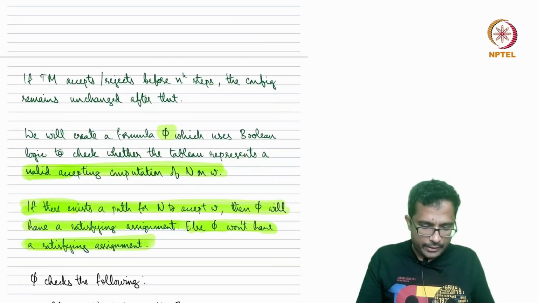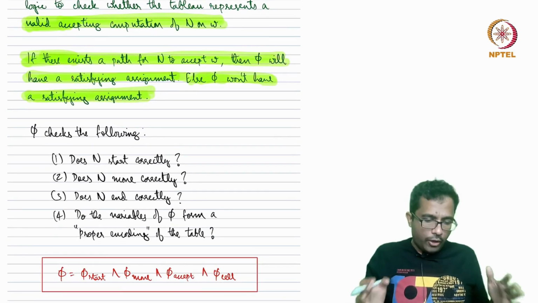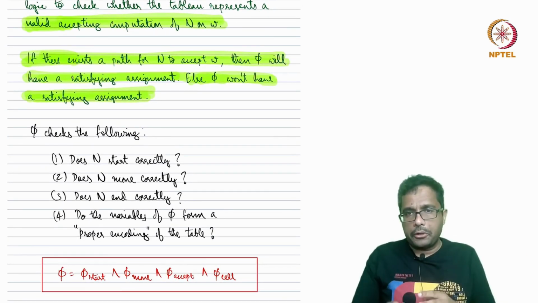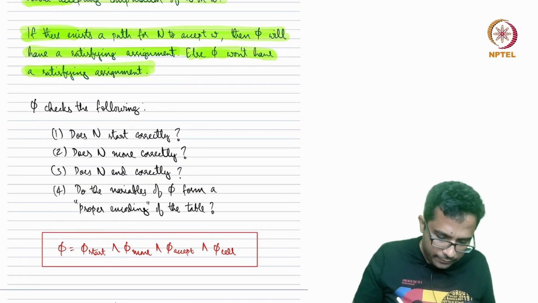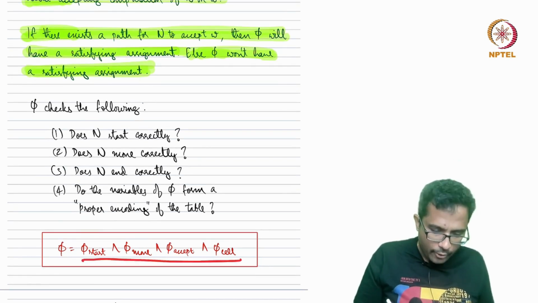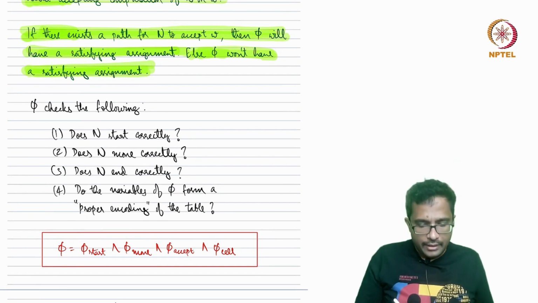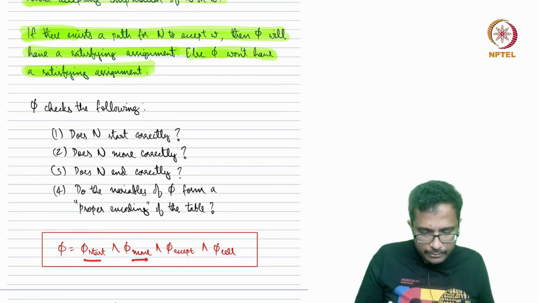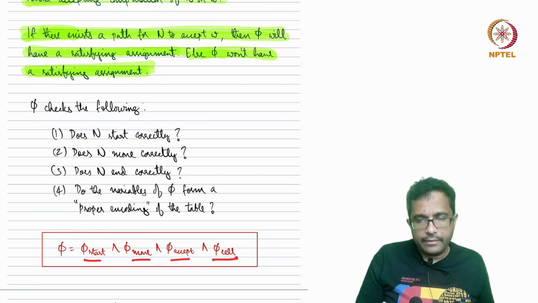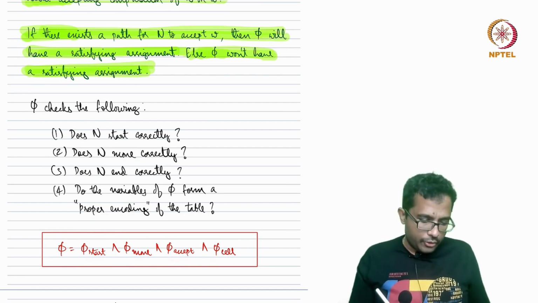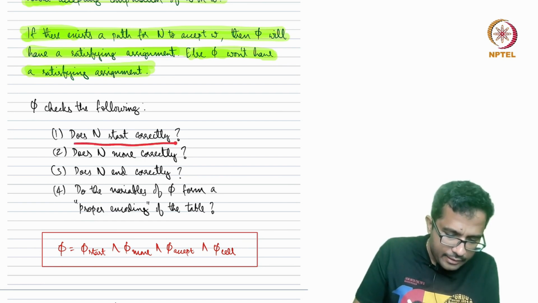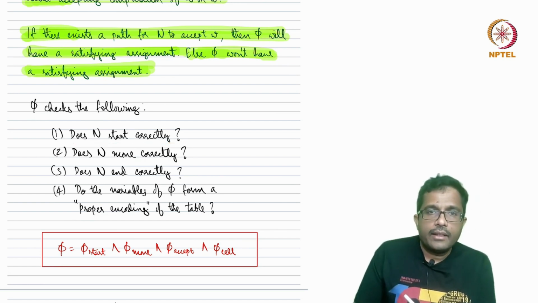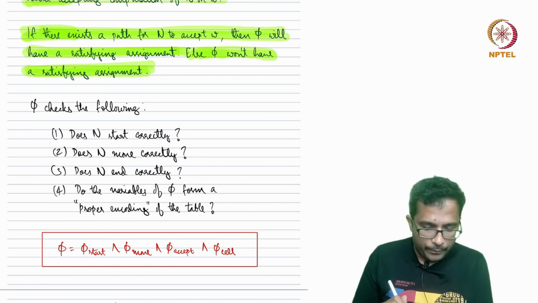The formula needs to check, and we will encode all of this in separate modules. So the formula phi will actually have 4 parts. The formula phi will be an AND of 4 things, which we will call phi start, phi move, phi accept, and phi cell. So what does each of these do? Phi start checks whether the starting configuration is a valid starting configuration of N on W.